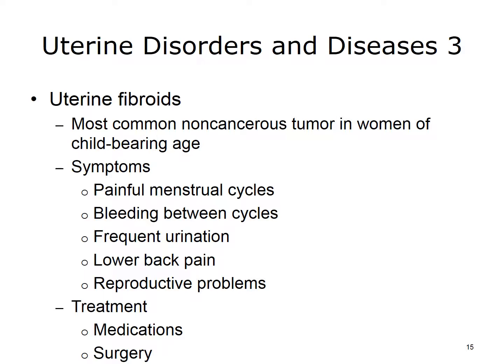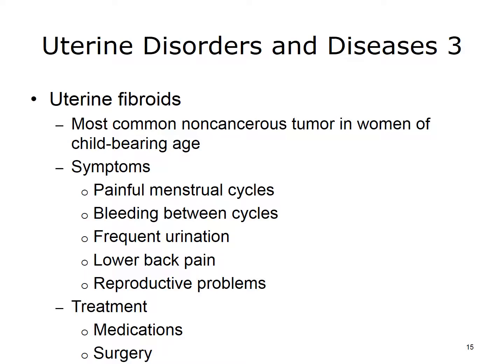Uterine fibroids are the most common non-cancerous tumors in women of childbearing age. Fibroids are made of muscle cells and other tissues that grow in and around the wall of the uterus. The cause is unknown. Risk factors include being African American and being overweight.